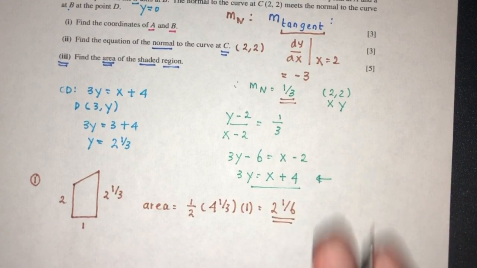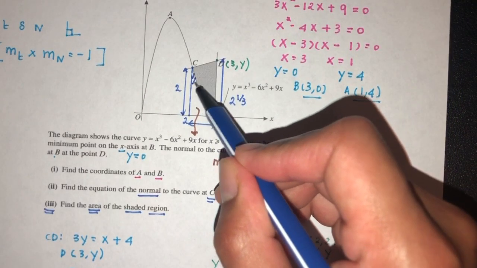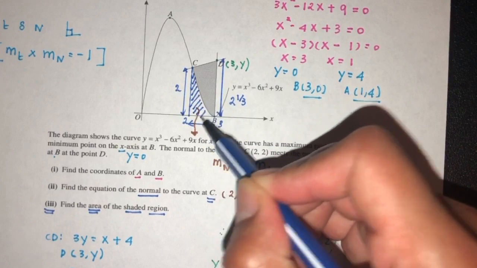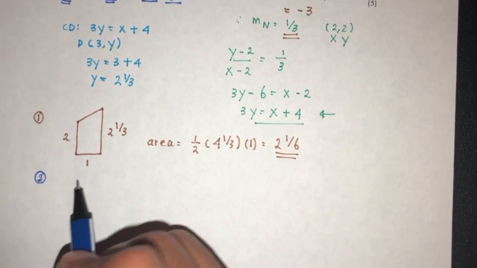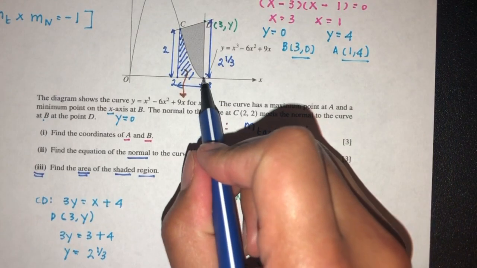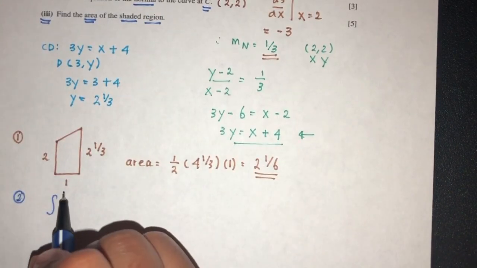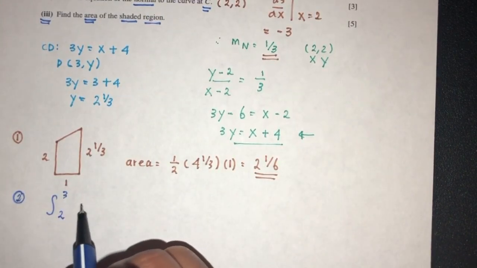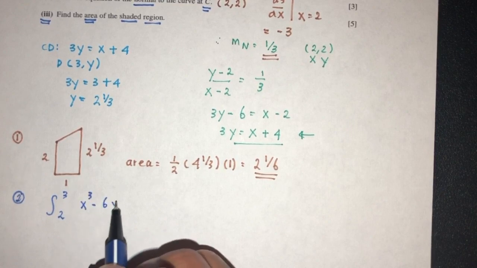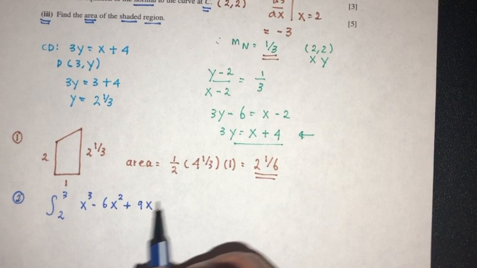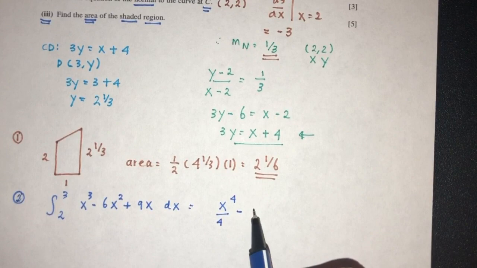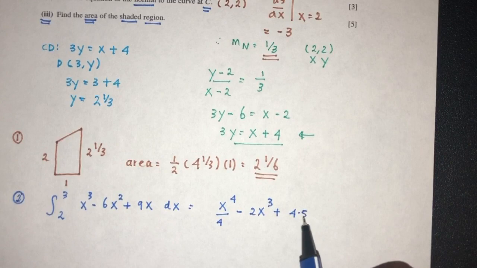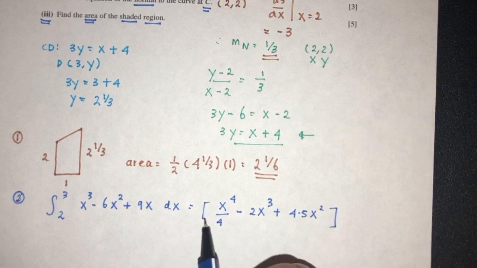So now we have to minus area under curve that we don't need, right? And this is done by using integration. Area under curve is done by integration between the limits of, this is 3, this is 2, so 3 to 2. Y is given to you by x cubed minus 6x squared plus 9x with respect to dx. That should be x to the power 4 divided by 4 minus 2x cubed plus 4.5x squared between 3 and 2.